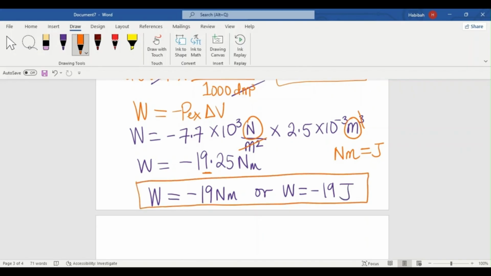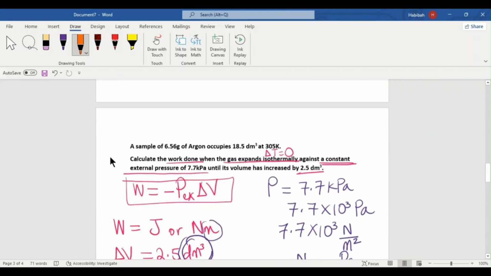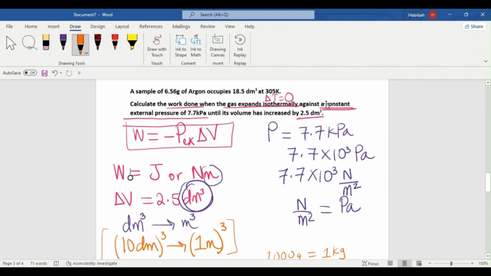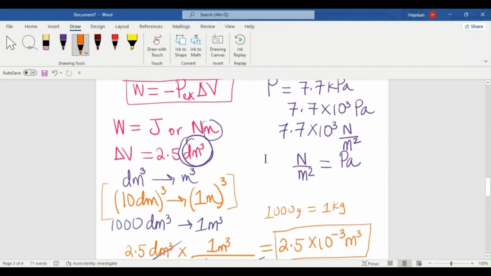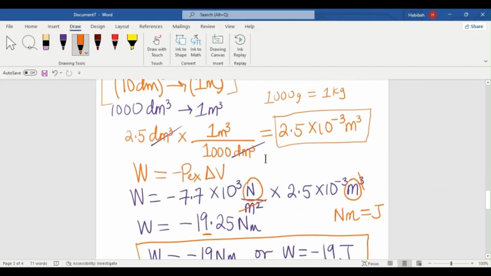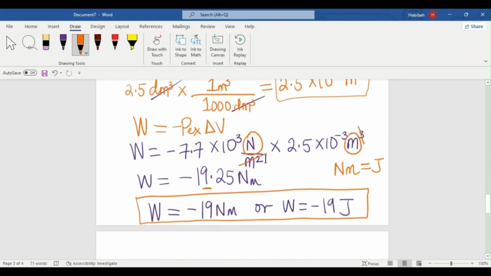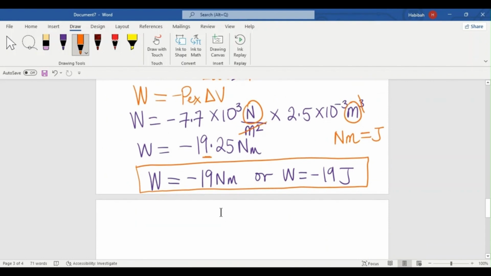If you're confused about what I just did, it's a very easy question. First, you determine the formula we're supposed to use, and because it's an isothermal expansion occurring against constant external pressure, this formula W equals negative P external times change in V is what you're going to use. The next thing we did is to put pressure and volume under the units that are going to work for us. When we properly converted the units into the standard units, we substituted the values, did unit cancellation, put the information in our calculator, and assigned the right units for work.